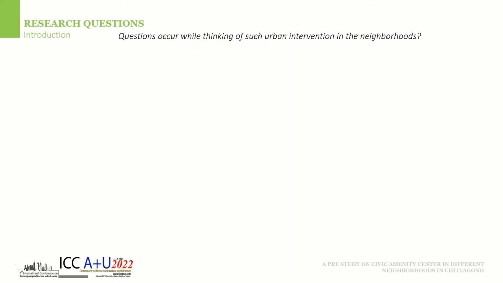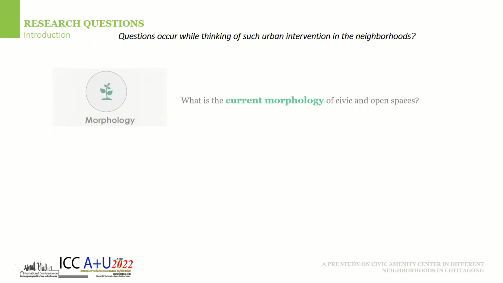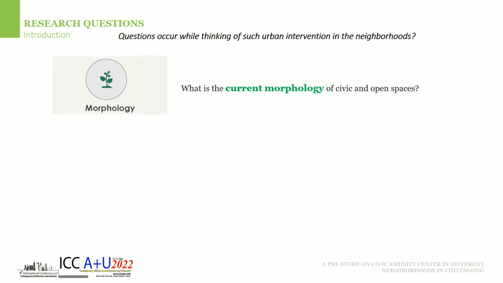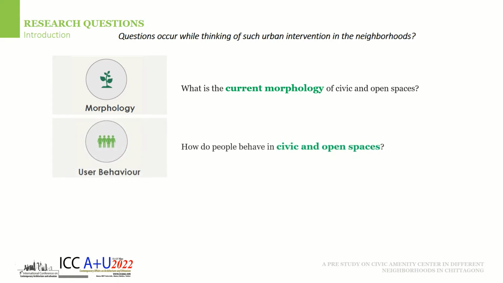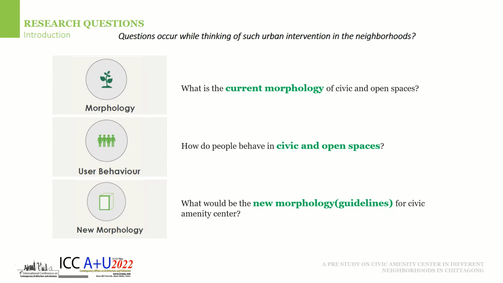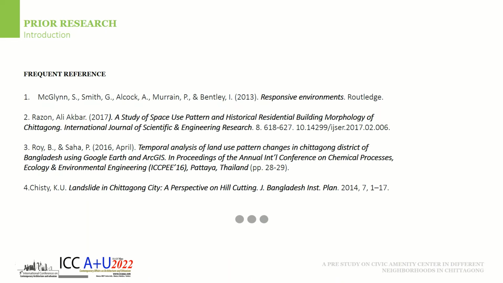Now let's talk about the research questions. Here are some research questions. First one is, what is the current morphology of civic and open spaces? How do people behave in civic and open spaces? What would be the new morphology or guidelines for civic amenity center? Here are some references I have frequently used in the presentation.